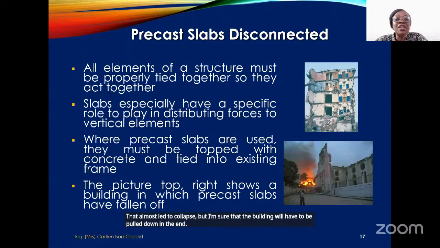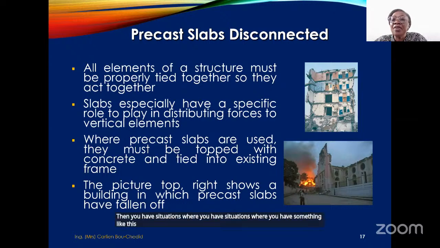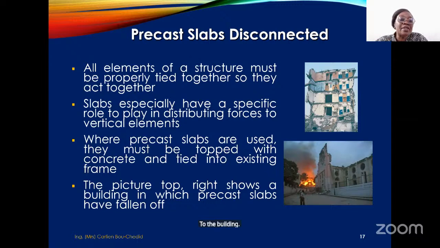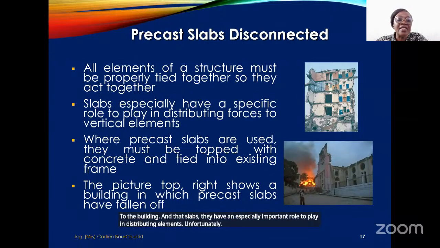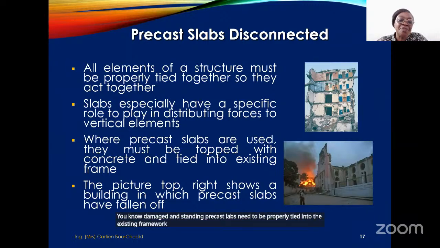Then you have situations where you have something like this, where elements are completely disconnected from the building. In this case, at the top, you had precast slabs that were not properly tied together to the building. And the slabs have an especially important role to play in distributing elements. Unfortunately, in this case, the building lost all its slabs, and the building was left damaged and standing. Precast slabs need to be properly tied into the existing framework if you are using them.